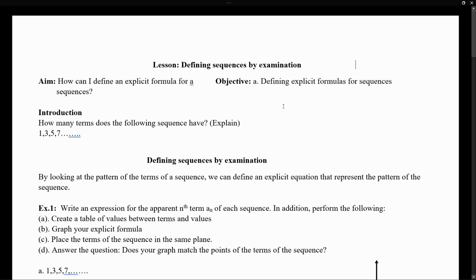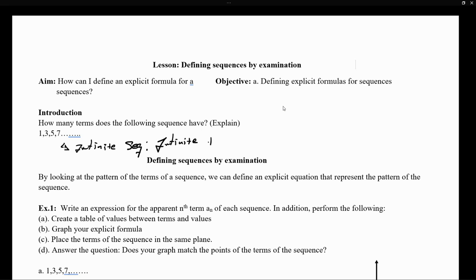Let's start by looking at this introduction question, which says, how many terms does the following sequence seem to have? Well, first, let's identify what kind of sequence this is. This is definitely not a finite sequence, because notice that at the end we have dot, dot, dot. This implies that there are a lot of terms that are going to happen after the value of 7. So since this is an infinite sequence, therefore we have infinite terms.